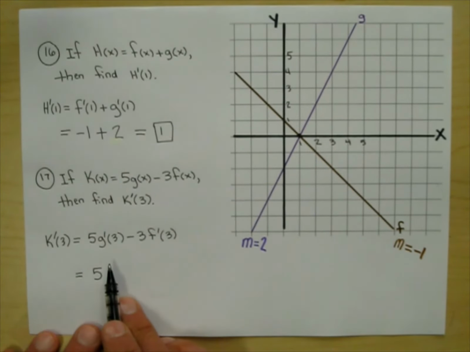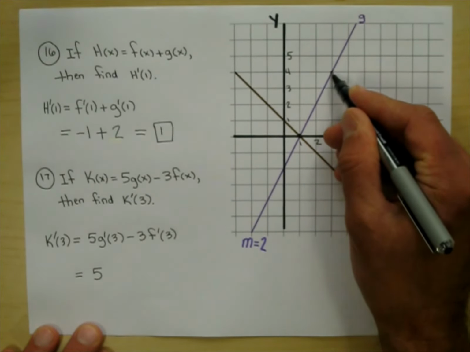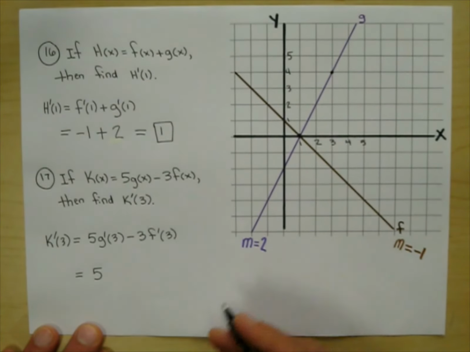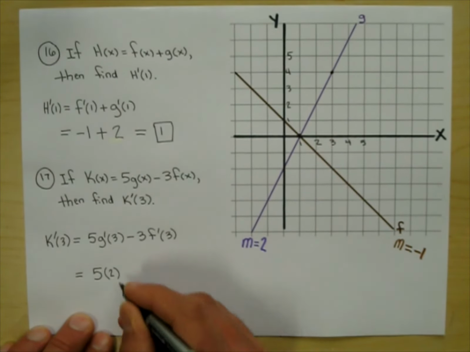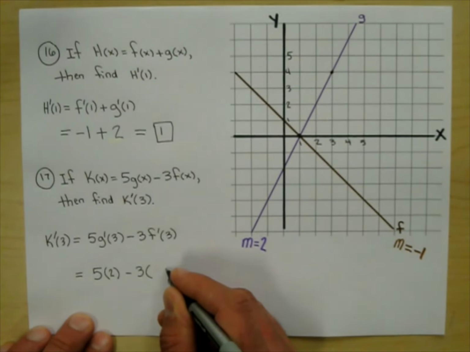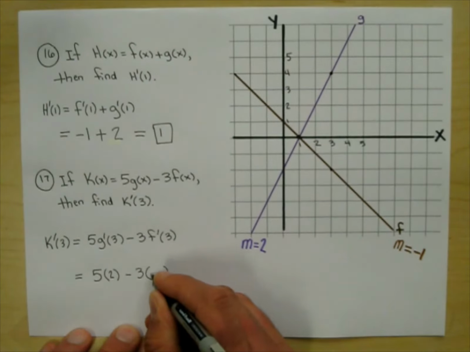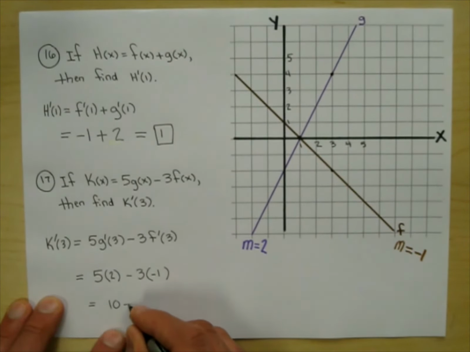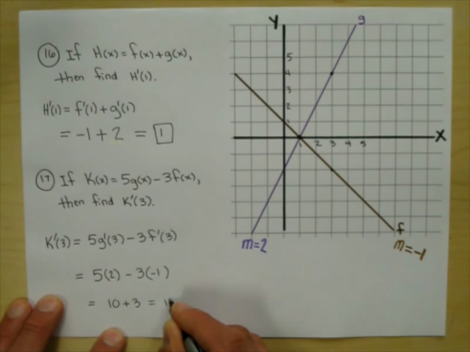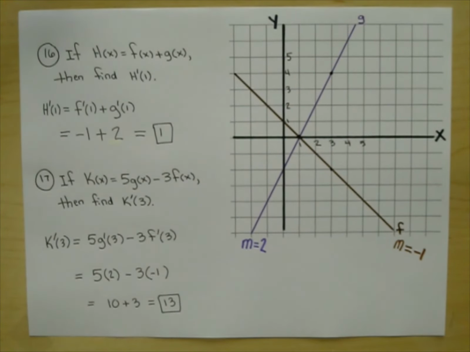5 g prime of 3. Well, here's 3, and right here, what is the slope right there? Well, the slope is still going to be a 2. Then we have minus 3 times f prime of 3. F prime of 3 is right here, but it still has slope negative 1. So it looks like I have 10 plus 3, which is 13. So 13 is the answer to problem 17.